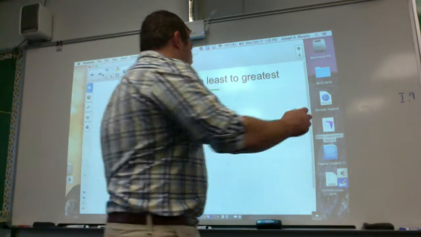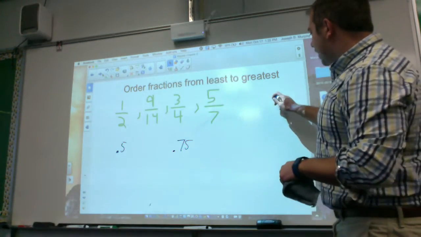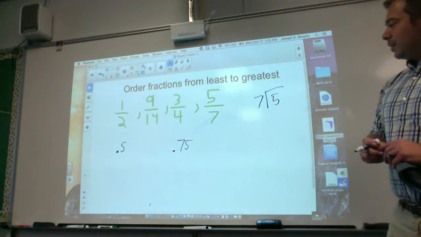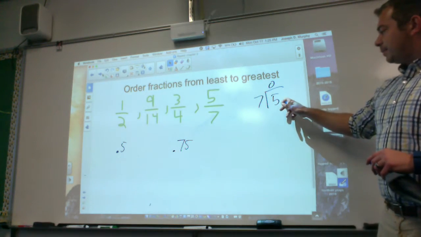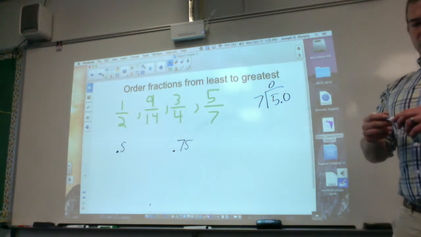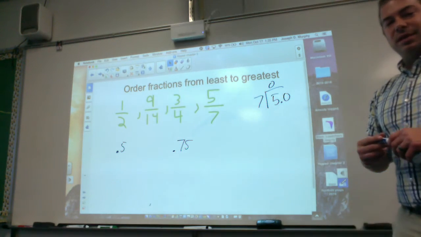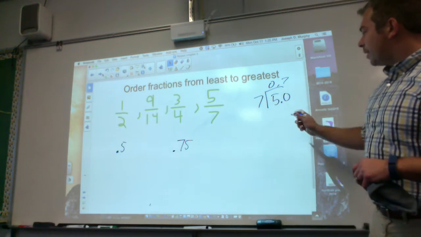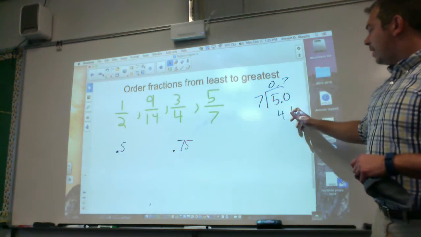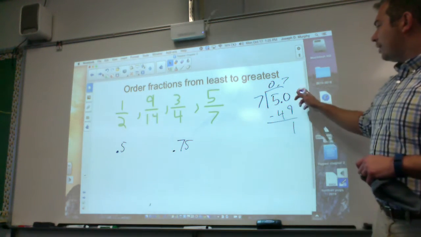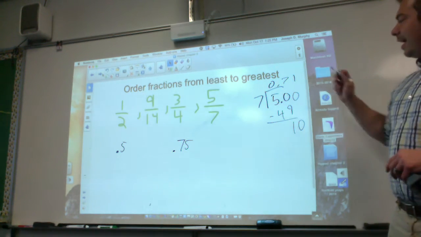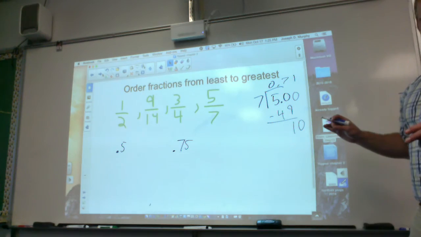Let's start with the 5/7 over here, which is 5 divided by 7. 5 divided by 7. Well, 7 goes into 5 0 times. Put my decimal. 7 goes into 50. Well, 7 times 6 is 42. 7 times 7 is 49. So it's 0.7 minus my 49. I get a 1. Annex another 0. 7 goes into 10 one time. I'm going to stop there for now.